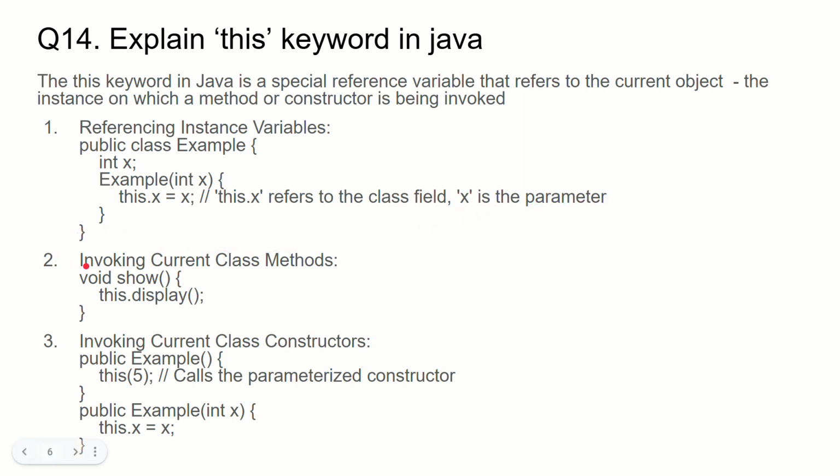Second use case is invoking current class method. So we can see in a function void show, we are using this.display. So here it is actually calling the display method of the same class. Third is calling other constructors in the same class. So we can see here it is a default constructor. Here we have mentioned this and 5. So it will be calling the Example class constructor with the int parameter.